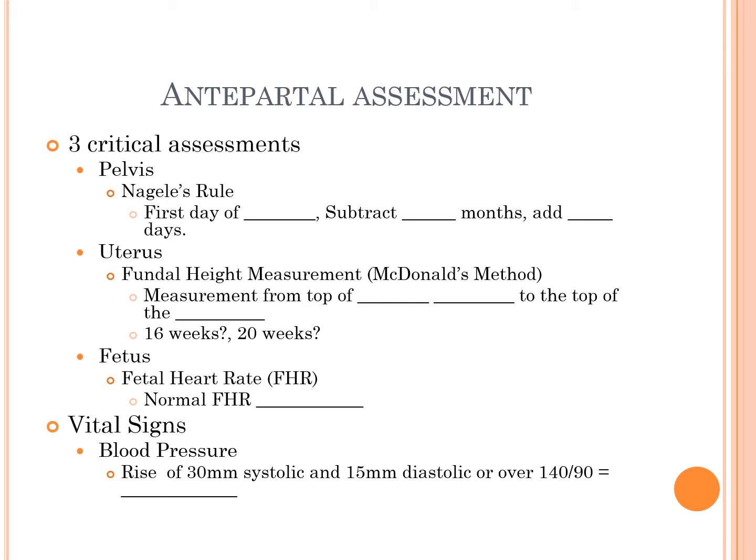Your vital signs are also very important in pregnancy. We're going to look at the blood pressure. How often or how high is it? So usually if you have a rise of 30 millimeters systolic and 15 millimeters diastolic, or over 140/90, then you could have preeclampsia. This is after 20 weeks, okay? So if it's before 20 weeks, then it can be considered to be pregnancy-induced hypertension, okay?